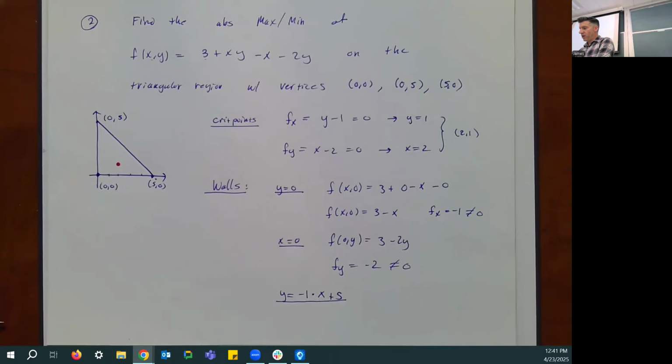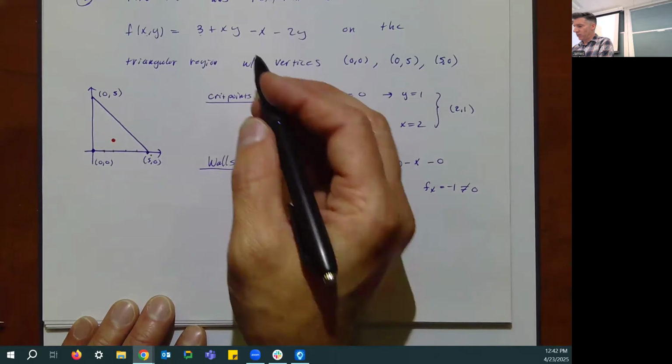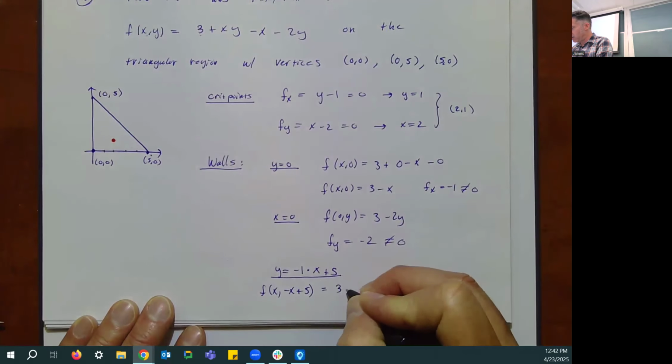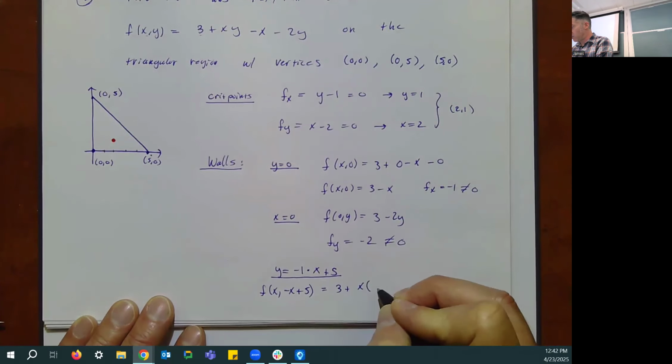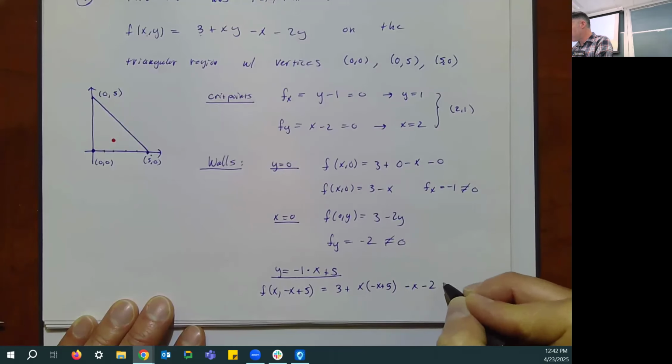So check it out. Our function f of x, y becomes f of x comma -x plus 5. We're going to replace each y with -x plus 5. So that's actually a little more interesting. When we do this, we get 3 plus x times y, which is -x plus 5, minus x minus 2 times -x plus 5.